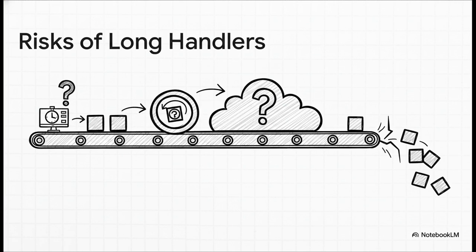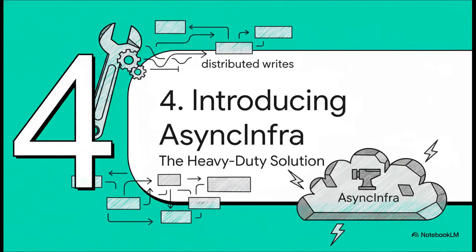See, Kafka has these internal timeouts. If your handler takes too long to respond, Kafka might just assume it's dead and hand the job off to another consumer. Now your job is running twice, or it's stuck. Plus, you have no idea how far along it is, and one tiny little hiccup can bring the entire operation to a screeching halt. So to handle these big, hairy, complex jobs, we need a specialized tool.